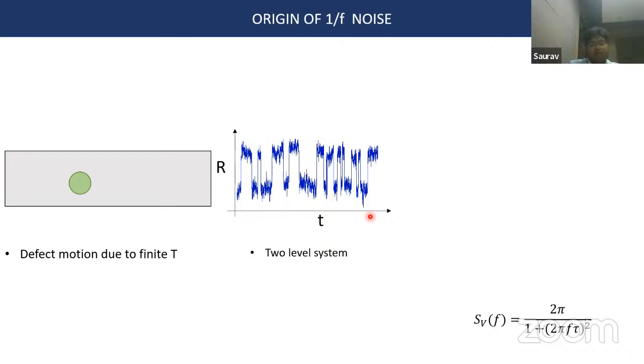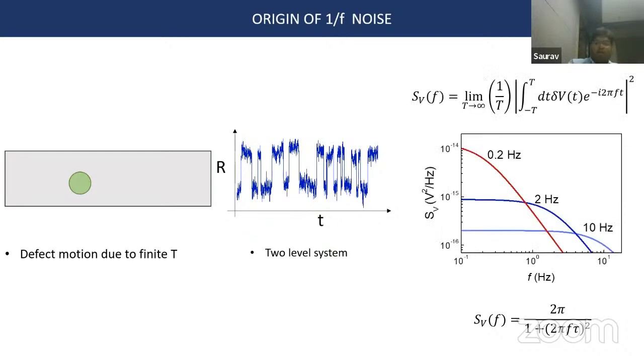Once you have something like this, the noise itself is defined. We record the time series, and the noise magnitude is defined as the square amplitude of the Fourier transform of the time series over the time scale that we look at. Now, if you have a two-level system like this, with a single defect, the power spectral density S_V, which is a function of frequency, is a Lorentzian. Depending on the time scale, you can see that it evolves and the shape changes.